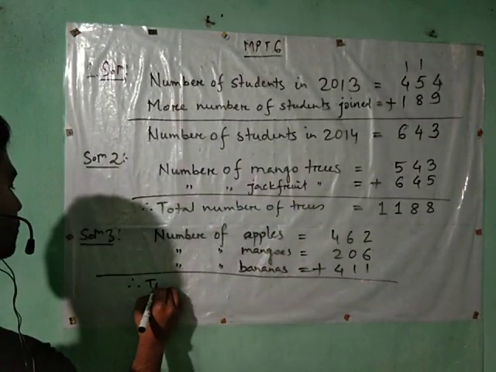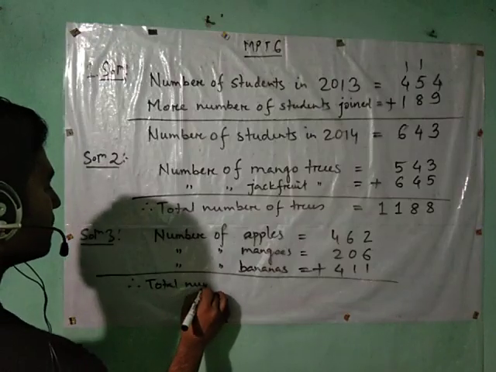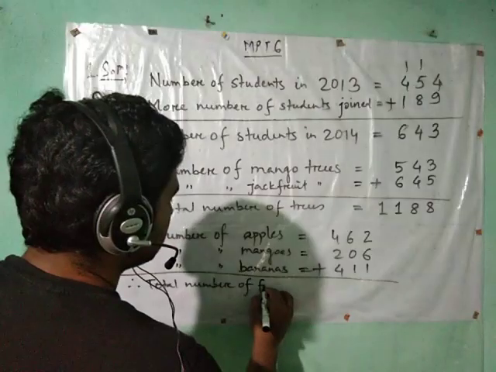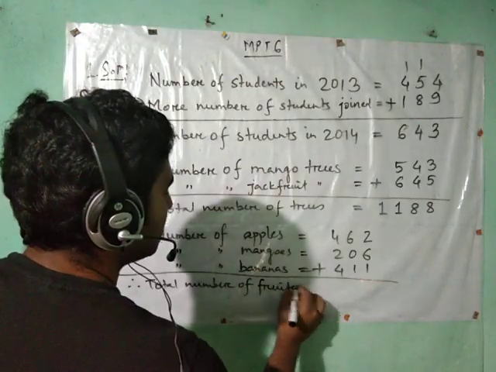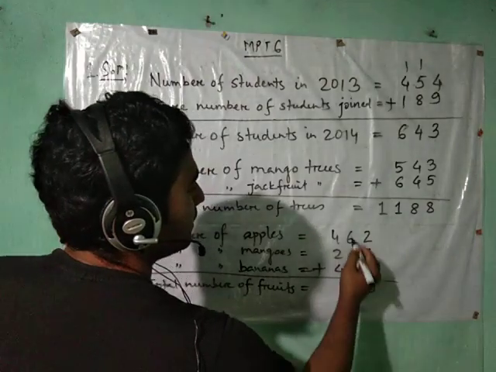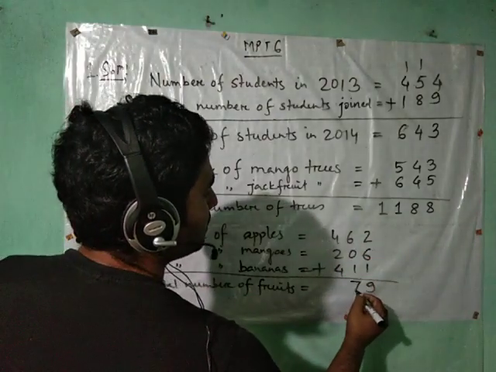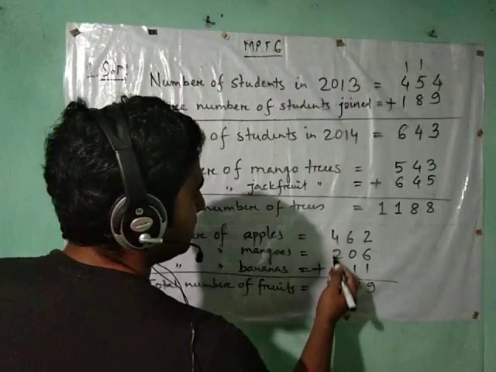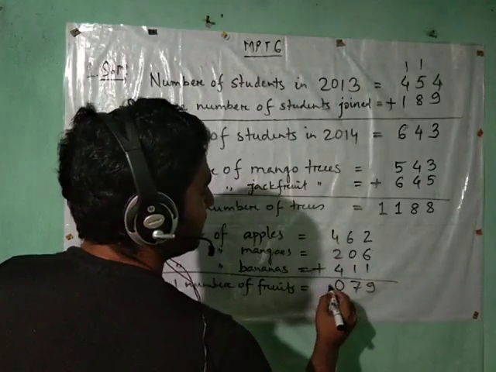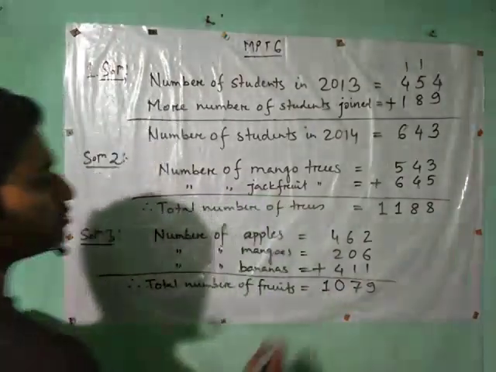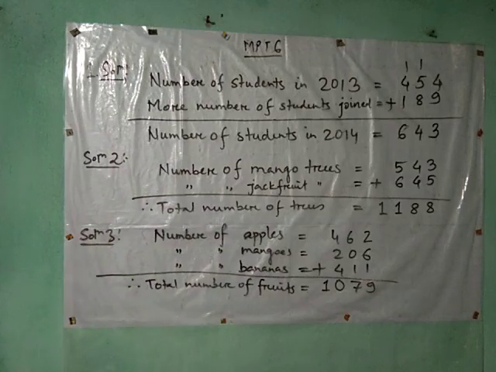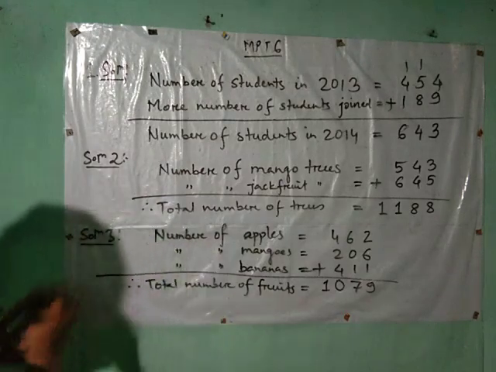Therefore, total number of fruits in the shop. 2 + 6 = 8, + 1 = 9. 6 + 0 + 1 = 7. 4 + 2 = 6. 6 + 4 = 10. 1, 0, and 1. So this will be your final answer. Now copy this, pause the video and copy these things.